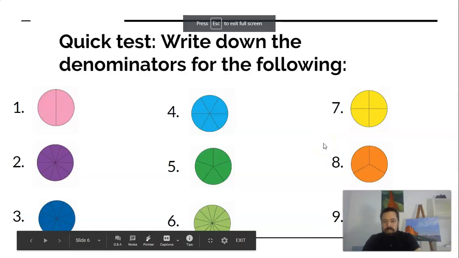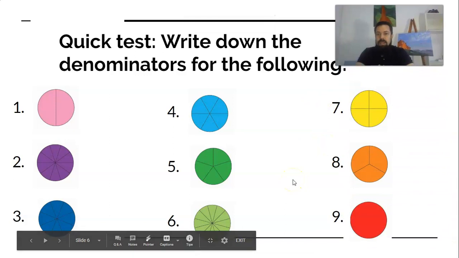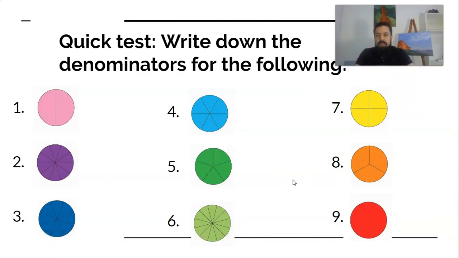Let's now quickly move me out of the way, and let's have a quick look and see if you can write down the denominators for each of these. All right, so I'm going to do one of them quickly on the whiteboard so you can see what it is I'm looking for. Each one of these has all of them colored in, so I'm actually only looking to find out what the denominator, the bottom number, is for each of these.